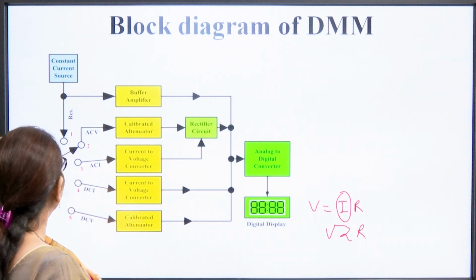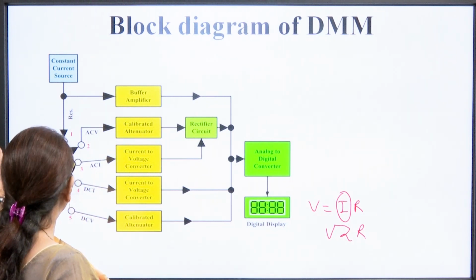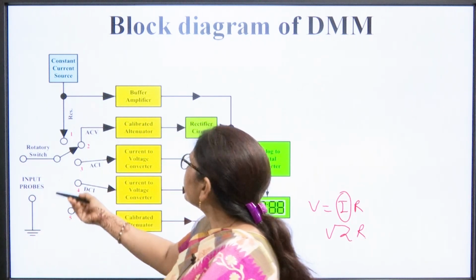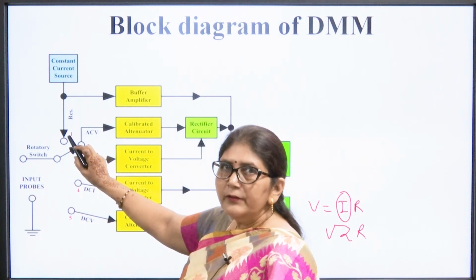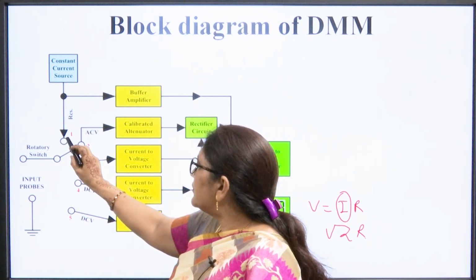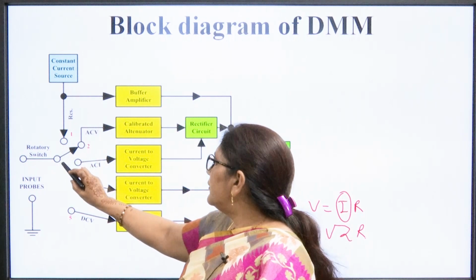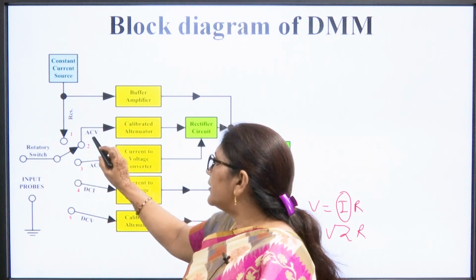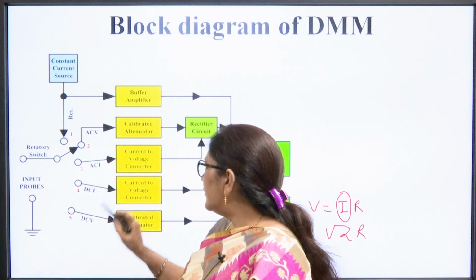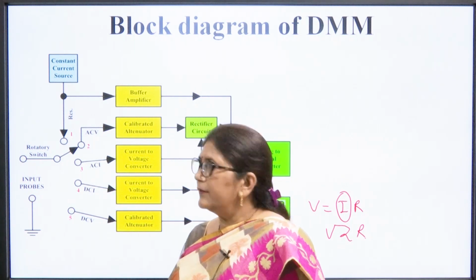There is a selector switch, a rotary switch, that selects the value. We can see that the first position is resistance; when we keep our switch at this position, it will measure resistance. When we keep it at this position, it will measure the AC voltage. Similarly, there are the AC current knob, DC current knob and DC voltage knob.